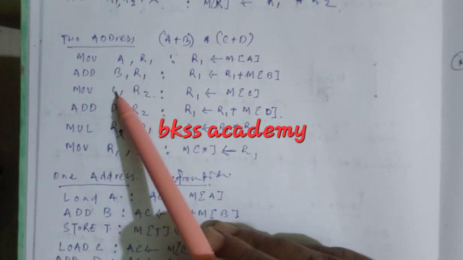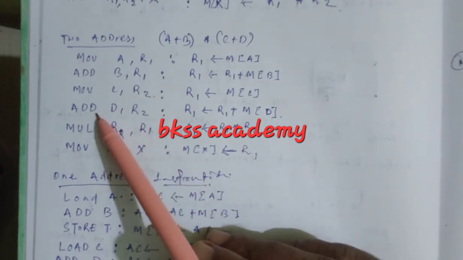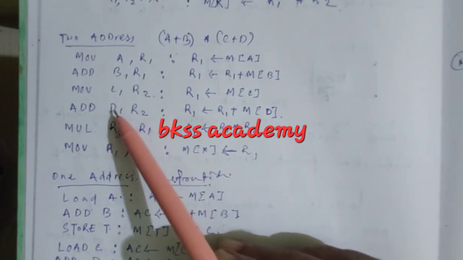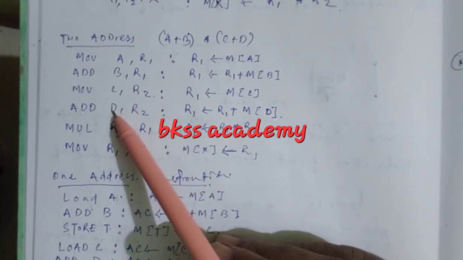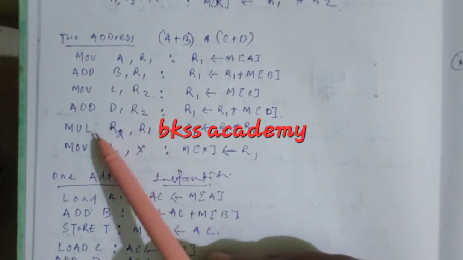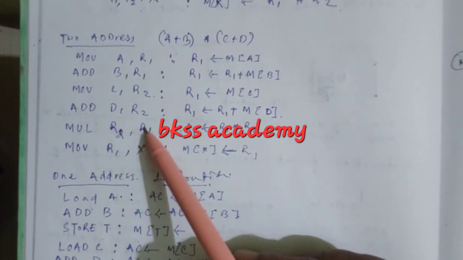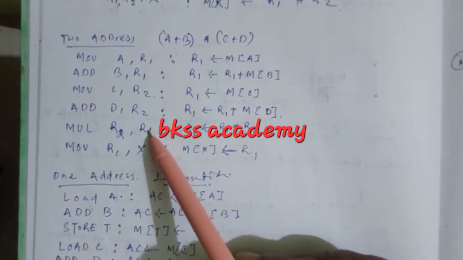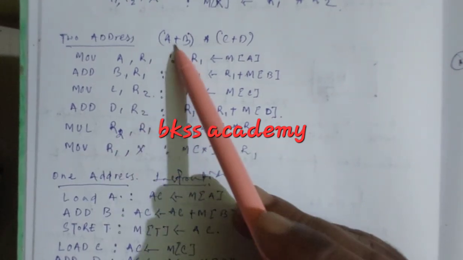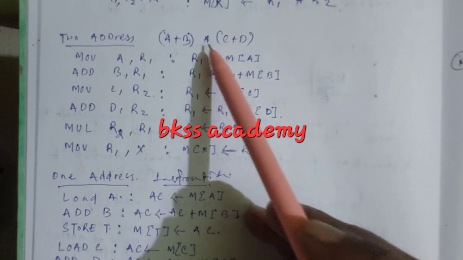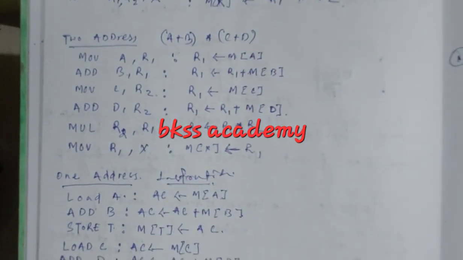Similarly, move c to r2, the value of c will be moved to r2. Add d r2, that means c plus d will be stored in r2. Then multiplication: mul r2 r1, r2 will be multiplied with r1 and stored in r1. Then move r1 to x. Then the result will be (a plus b) into (c plus d) by the 2 address format.